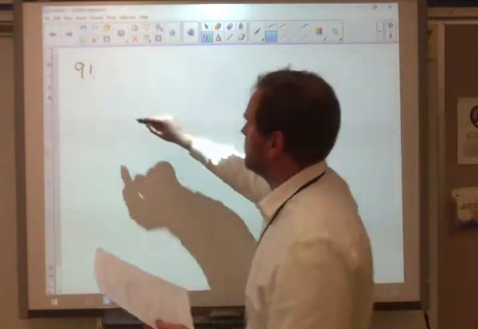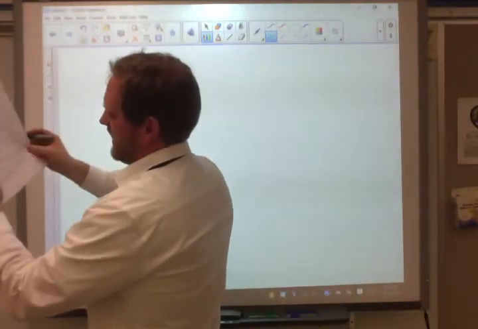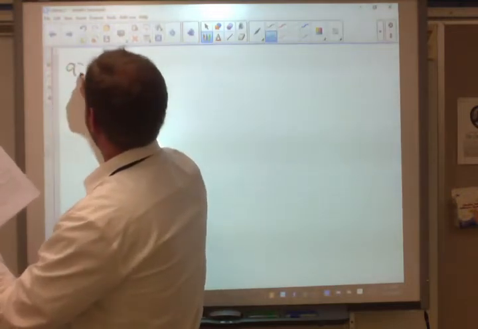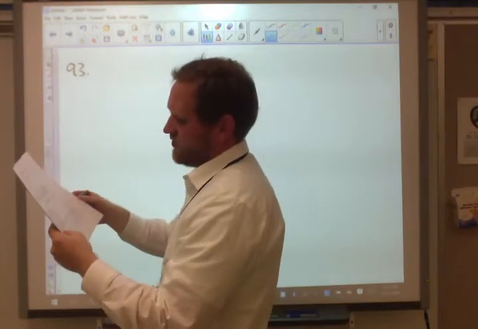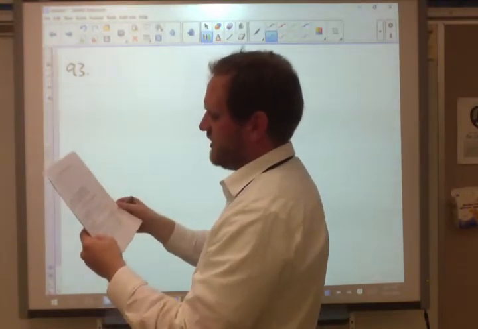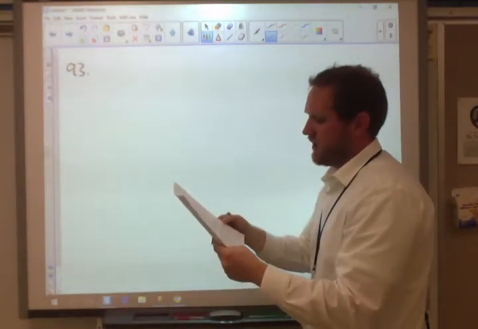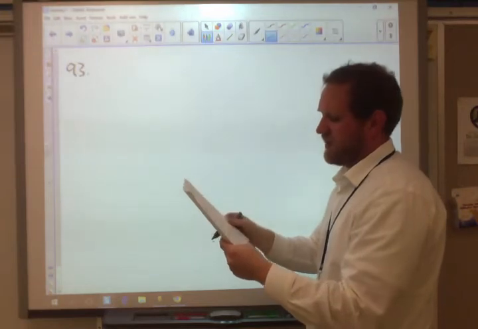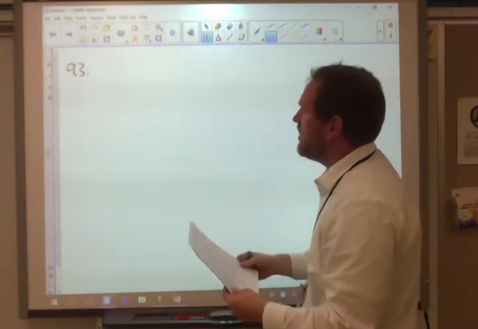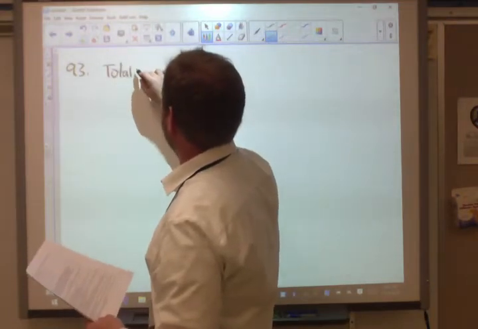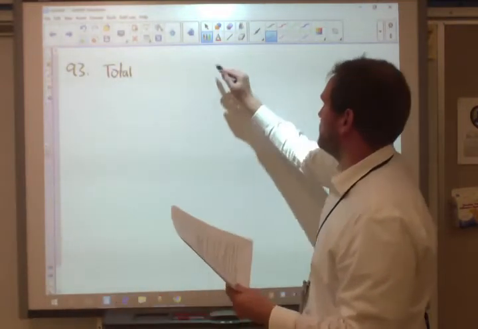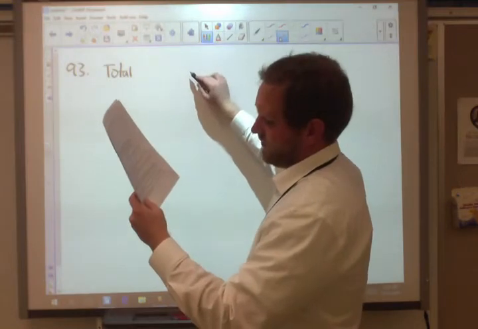Okay, so we got through those. Let's look at 93 now. Two solutions are mixed. Silver nitrate reacts with sodium chloride. Write the total ionic equation, net ionic equation, and identify the spectator ions. All right, so let's start with the total ionic equation. Really, we got to start with our balanced equation, I should say here.